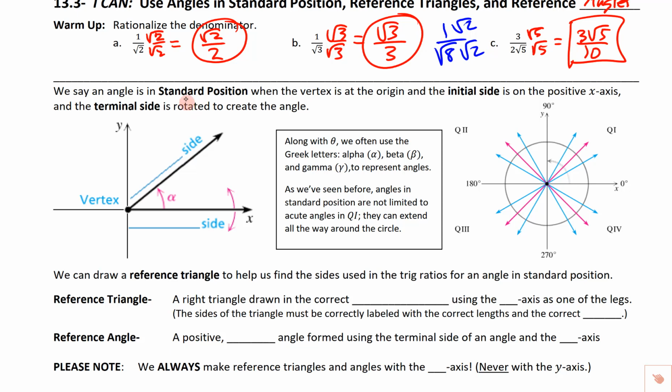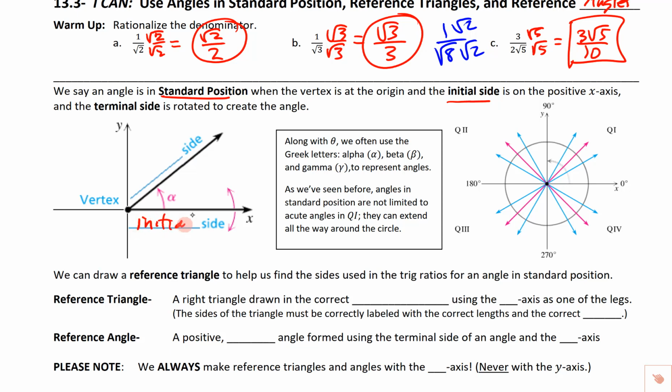So a couple of things we want to be aware of. Notice that this is in the I can statement for today. We're talking about angles in standard position. So standard position is when we have something like this. Its vertex is at the origin, and then a new vocab word here. Its initial side is on the positive side of the x-axis, and the terminal side is rotated to create the angle. So here we go, right here.